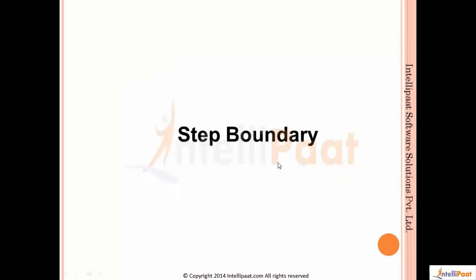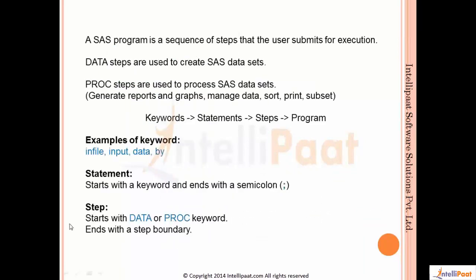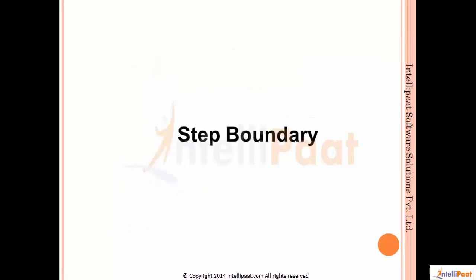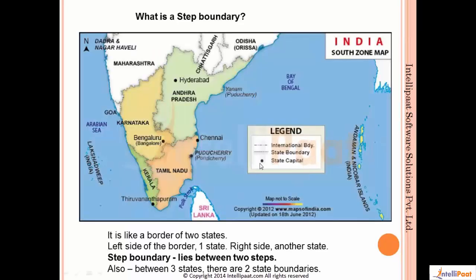That's step boundary, the word we just used, that each step ends with a step boundary. So what is a step boundary? Let's take an example. They have shown a beautiful map of India and there are various states. The example we are going to take is just read it. It is like a border of 2 states.